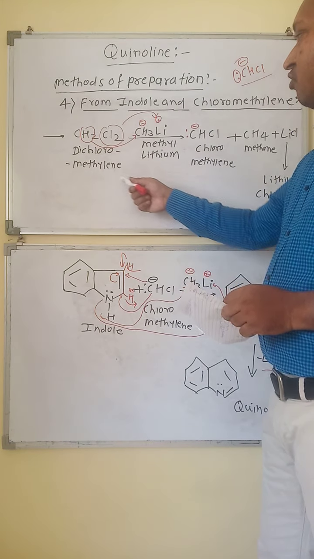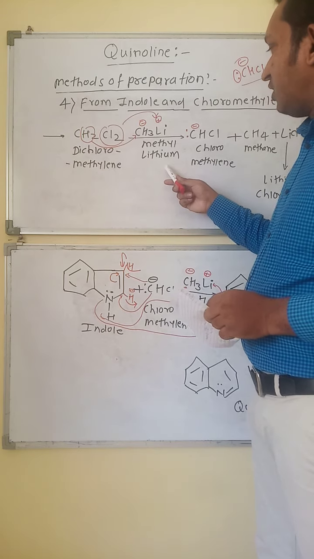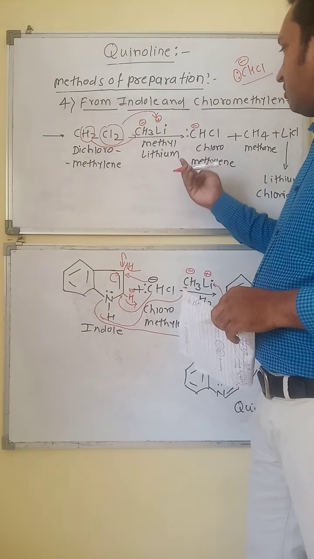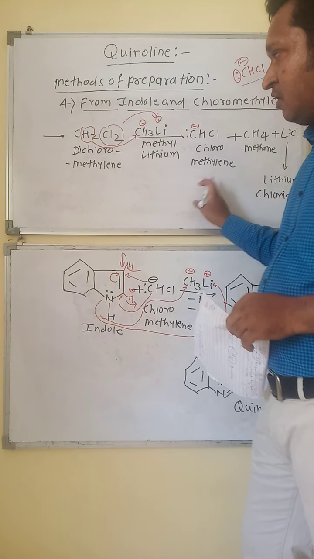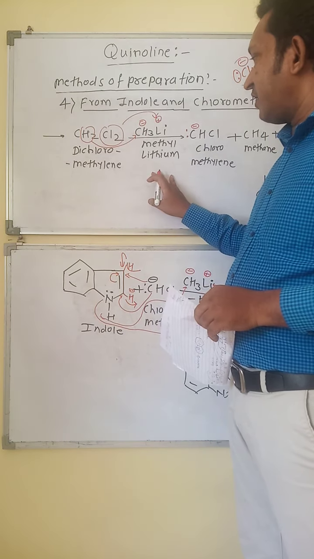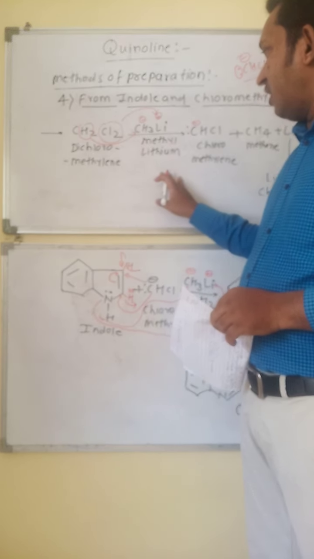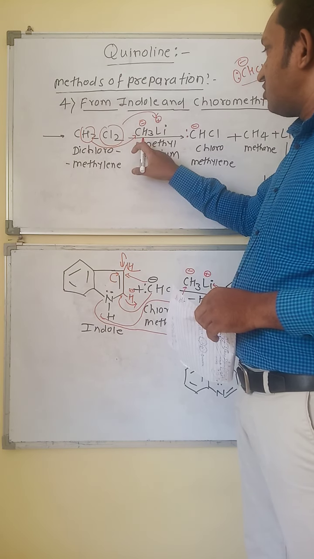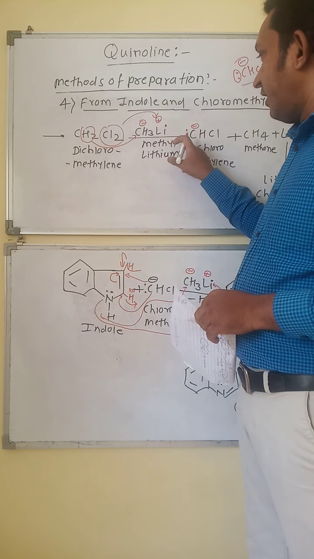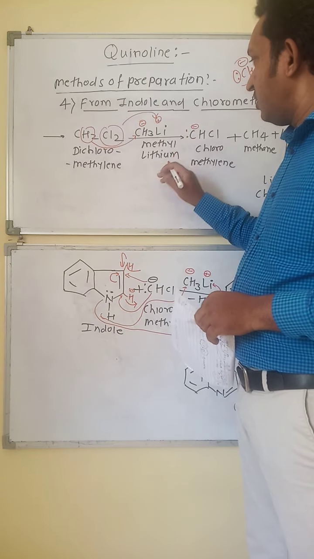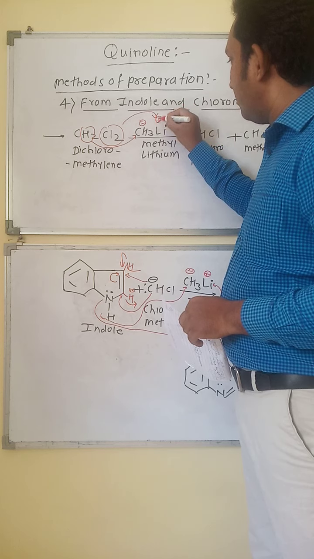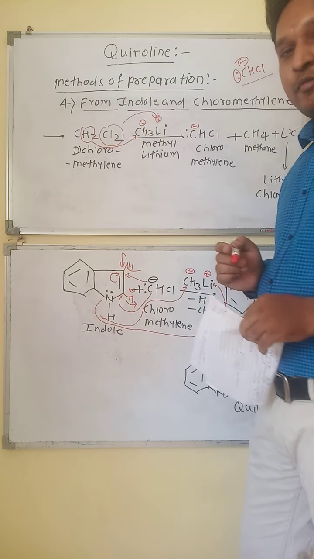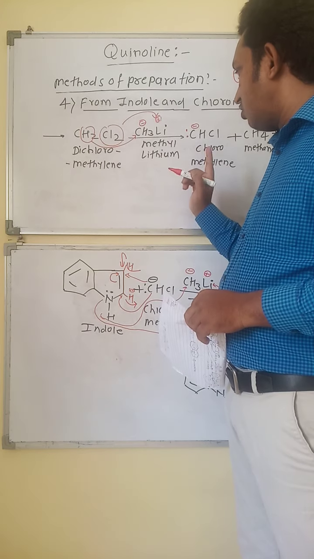Okay. Dichloromethylene is first reacted with methyl lithium. Methyl lithium is used as a catalyst for the preparation of the chloromethylene. Now look at this structure, methyl lithium, CH3Li. Lithium is a metal, so it acquires the positive charge, and this methyl group carbon acquires the negative charge. This is about methyl lithium.